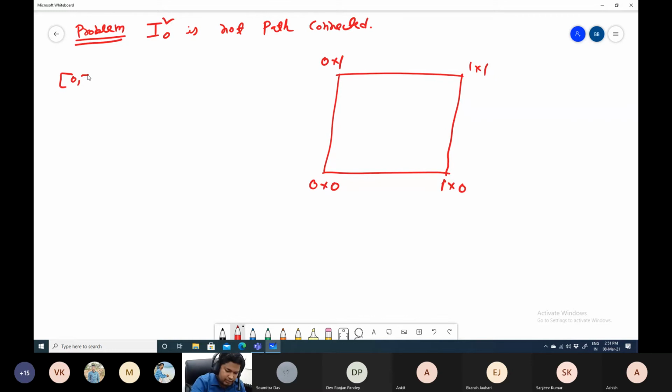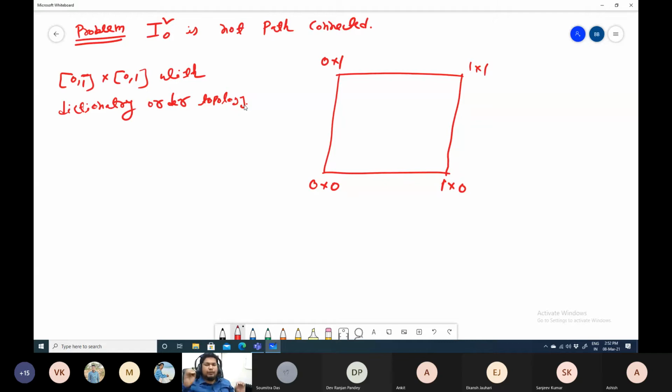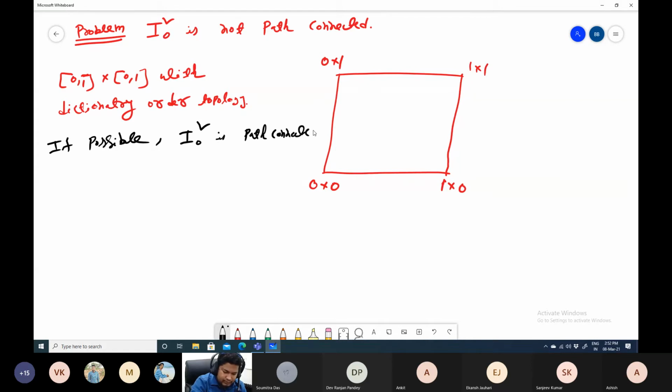The order square means [0,1] cross [0,1] with the dictionary order topology. Okay, we will prove that this is not path connected. So now, if possible, suppose this is path connected, and we will get a contradiction.